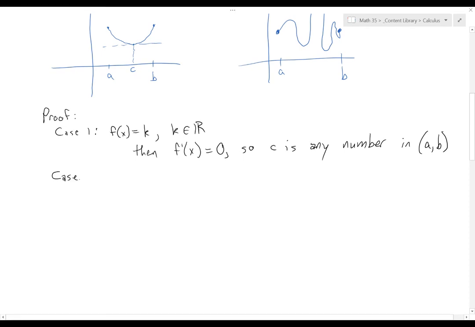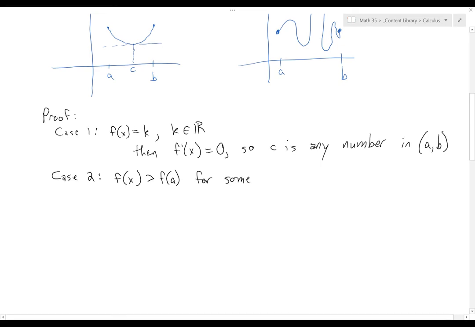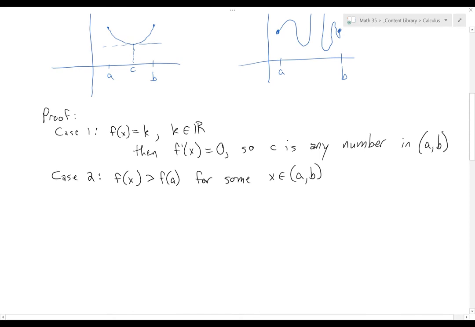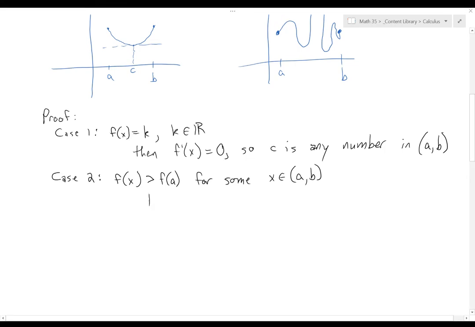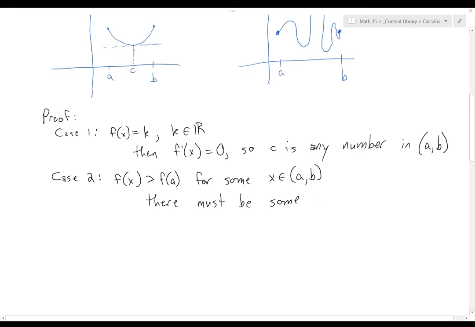Case two, less trivial. Case two is that f(x) is greater than f(a) for some x in that interval. In other words, at some point, f(x) has gone above that value for some x in that interval. Now remember, that means that it's also higher than f(b) because f(a) and f(b) have the same value. So there must be some maximum f(x). So there must be some maximum in this interval.